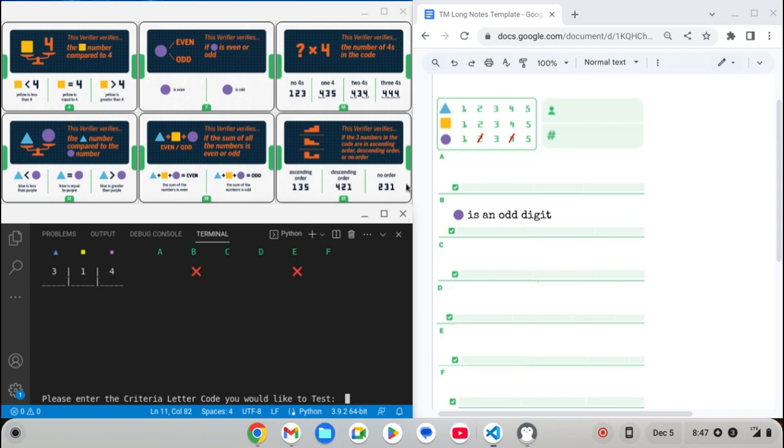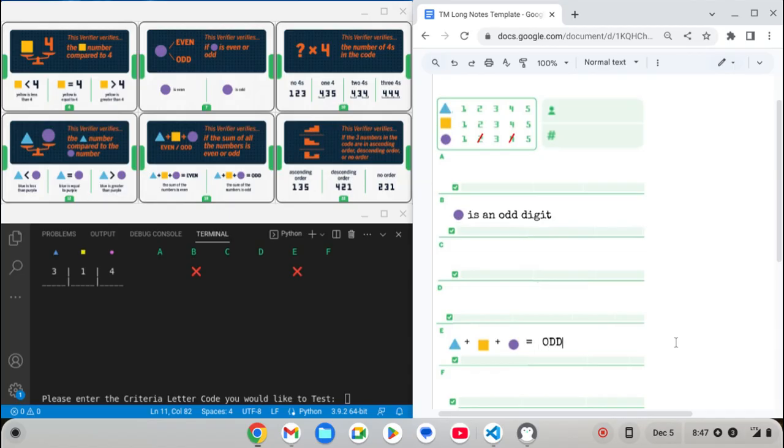So let's go ahead and type that up in our notes in section E. And again, that is that triangle plus square plus circle should be an odd quantity.